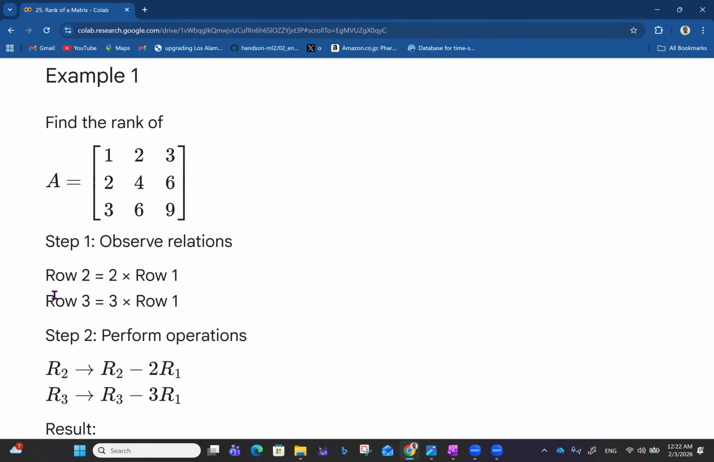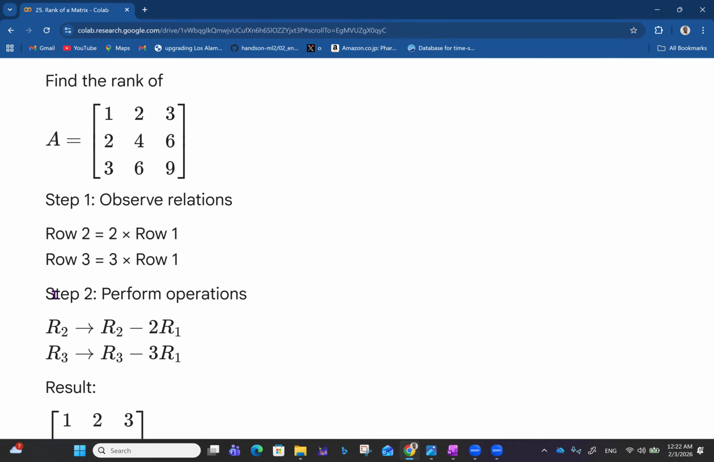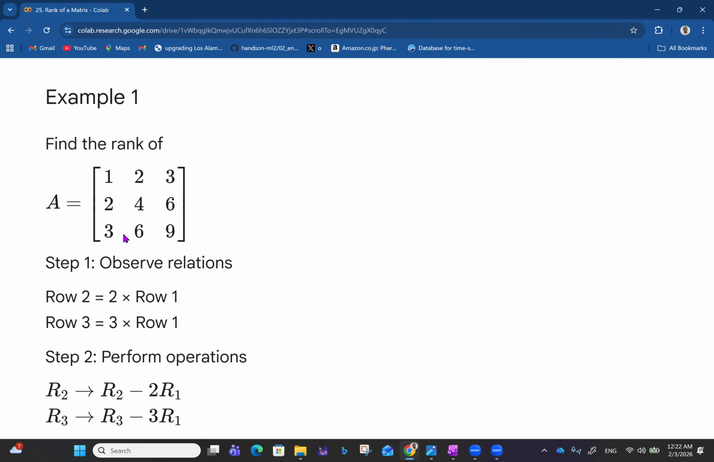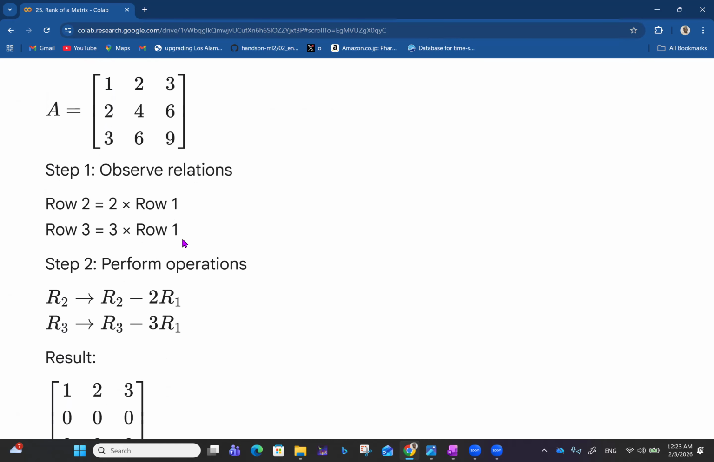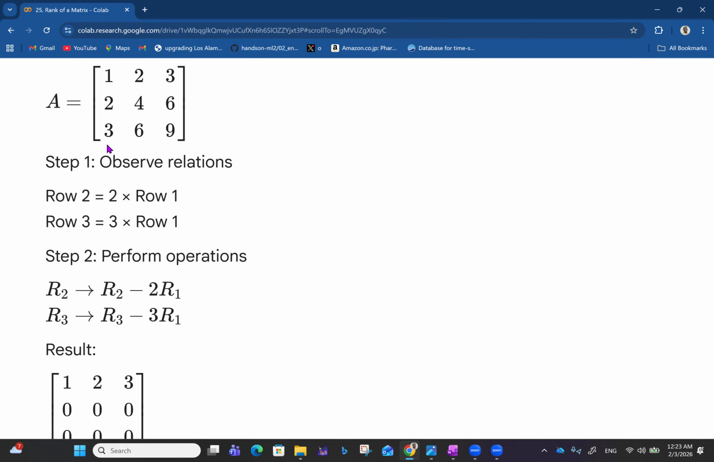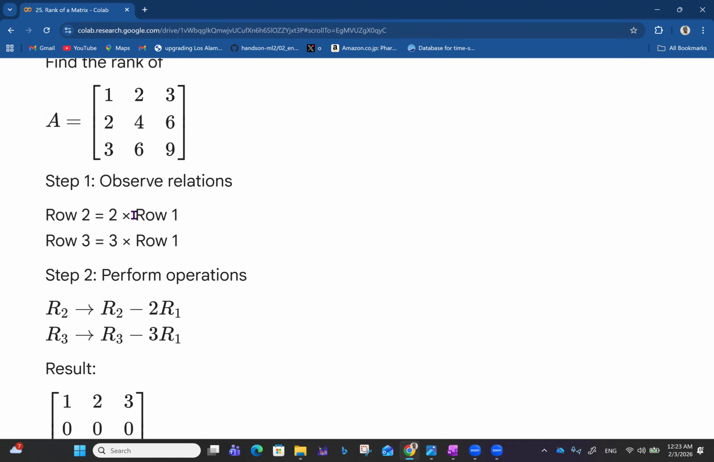So step one, you can observe the relations that row 2 is 2 times row 1, and row 3 is 3 times row 1. So you can perform row operations now. Of course, you want every element below the first pivot to be zero. So what can we do?